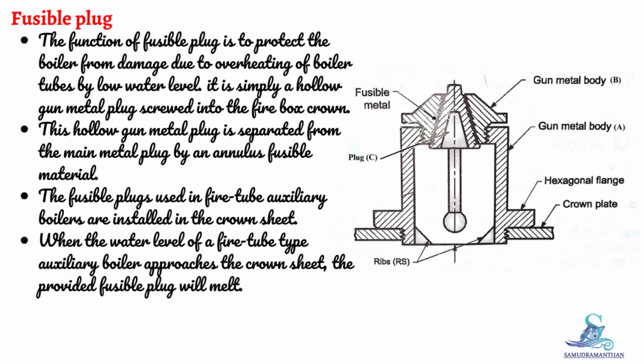The function of a fusible plug is to protect the boiler from damage due to overheating of boiler tubes by low water level. It is simply a hollow gun metal plug screwed into the firebox crown. This hollow gun metal plug is separated from the main metal plug by an annulus of fusible material. The fusible plugs used in firetube auxiliary boilers are installed in the crown sheet. When the water level of a firetube type auxiliary boiler approaches the crown sheet, the provided fusible plug will melt.